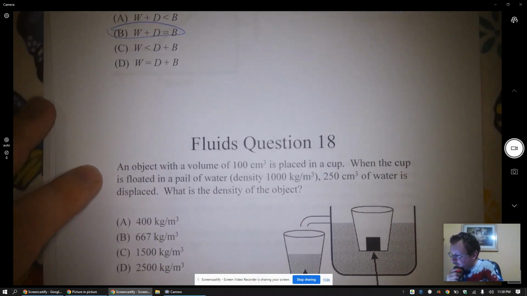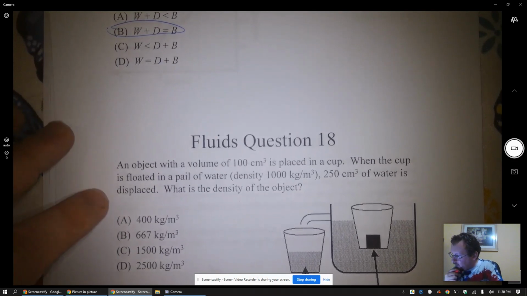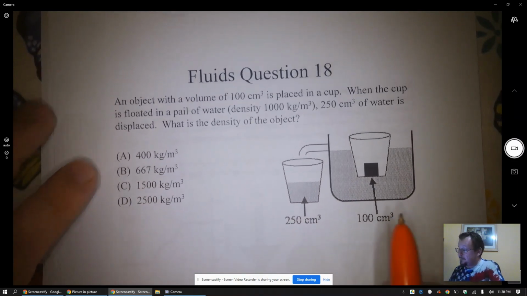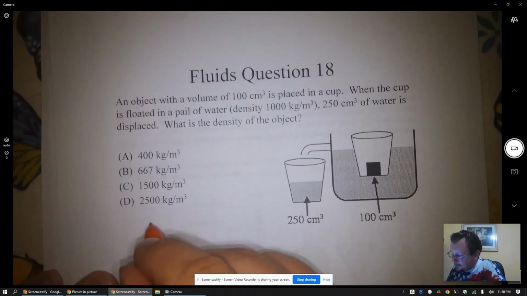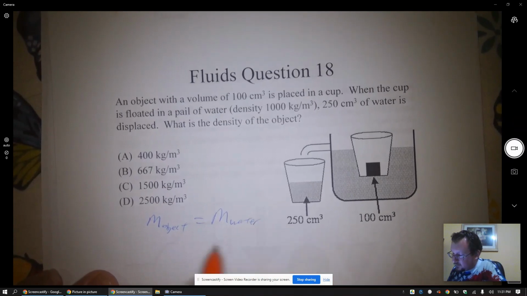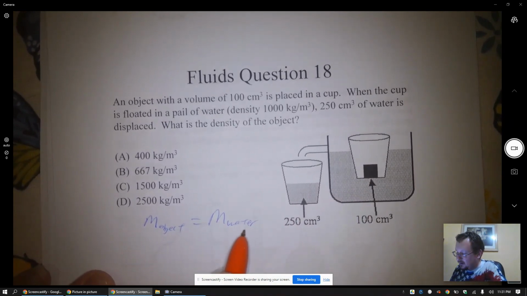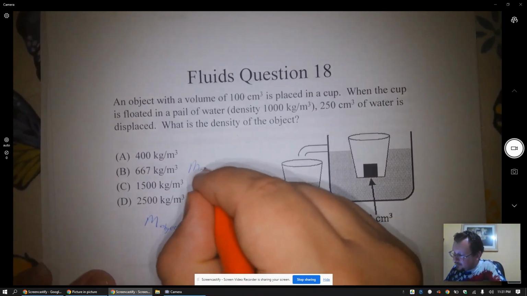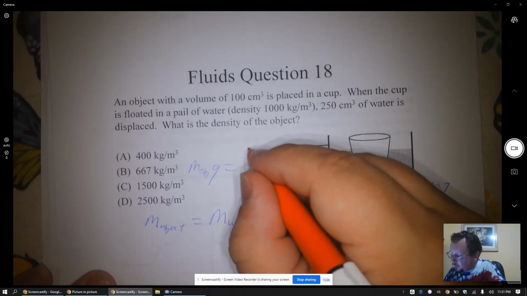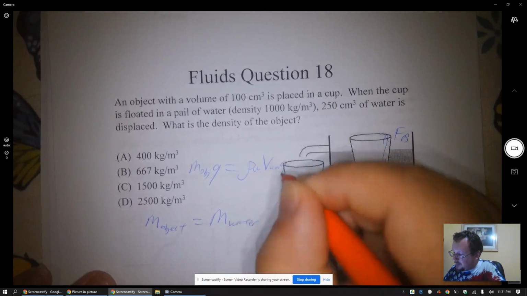An object with a volume of 100 centimeters cubed is placed in a cup. When the cup is floated in a pail of water, 200 centimeters cubed of water is displaced. What's the density of the object? Okay, so here's what I'm going to say. The mass of the object is equal to the mass of the water displaced. Really, they say mg equals mg. The weight of the object is equal to the weight of the water displaced. Or you could just say that the m of the object times g, the force of weight down, equals the buoyancy force up, which is density of water times volume underwater times gravity. It's all the same thing.